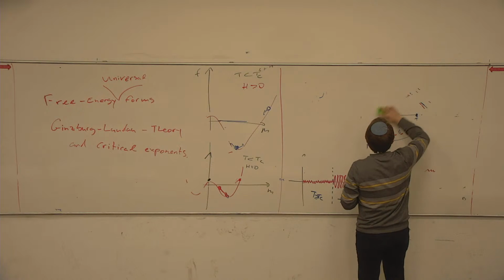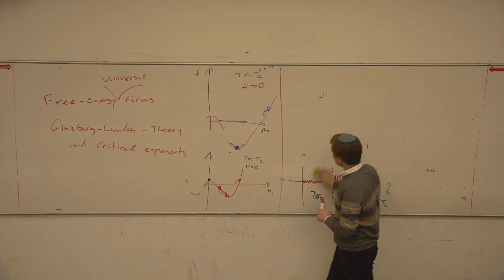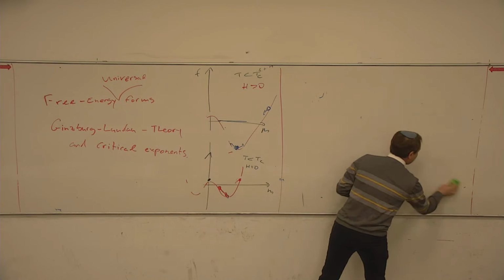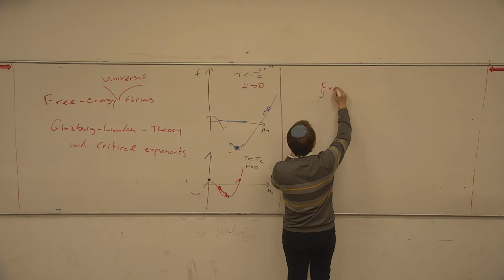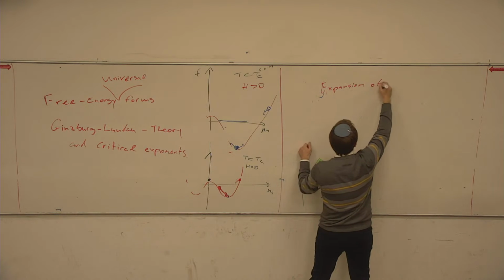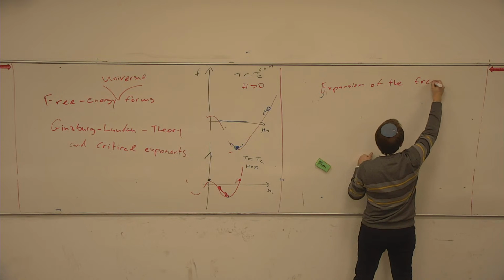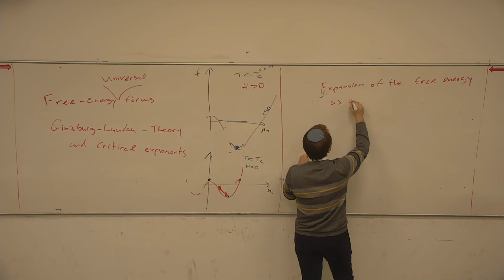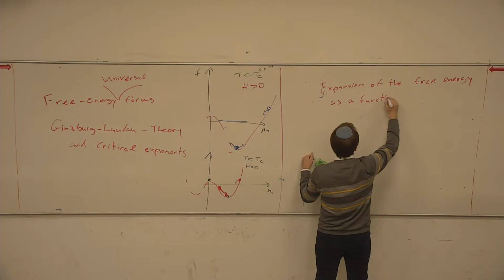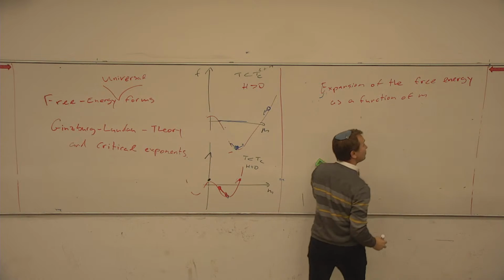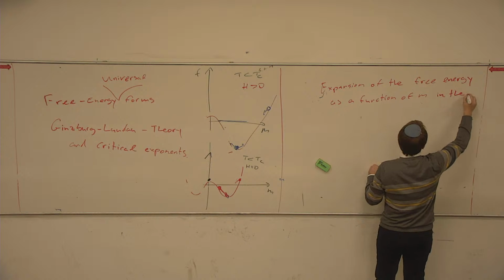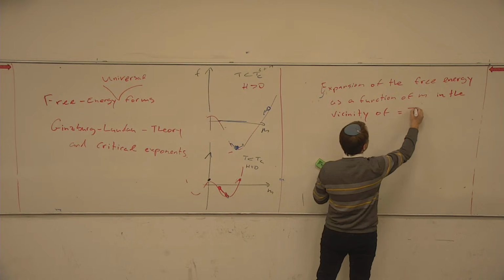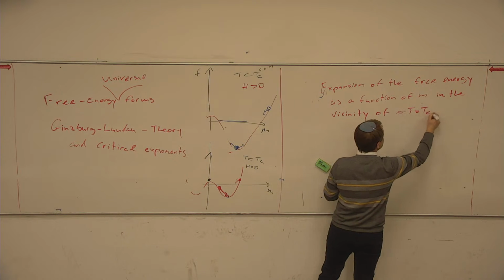So they just say, well, let's write an expansion of the free energy as a function of m in the vicinity of t equals Tc.